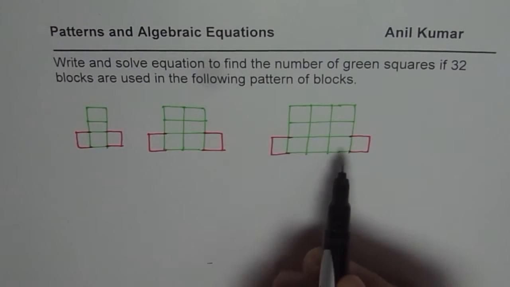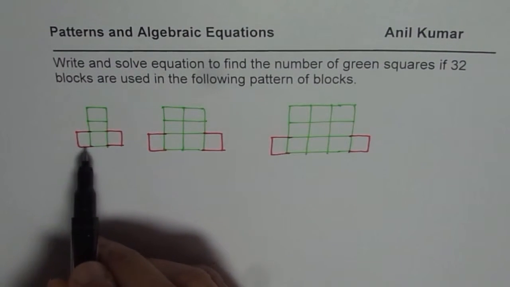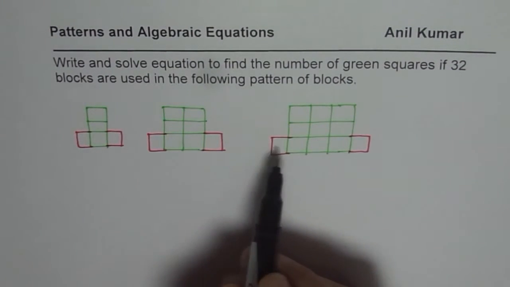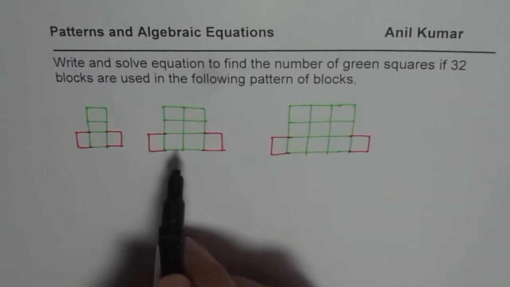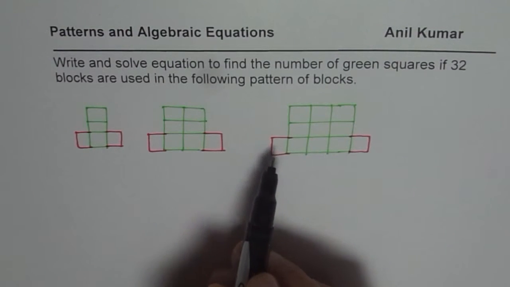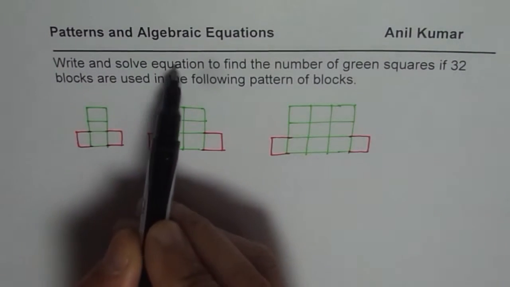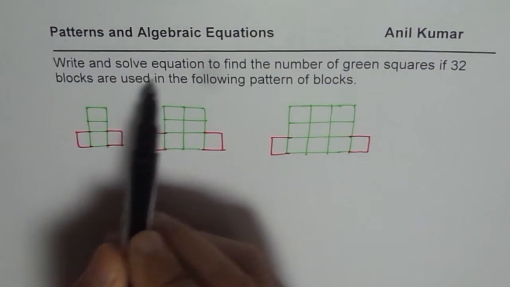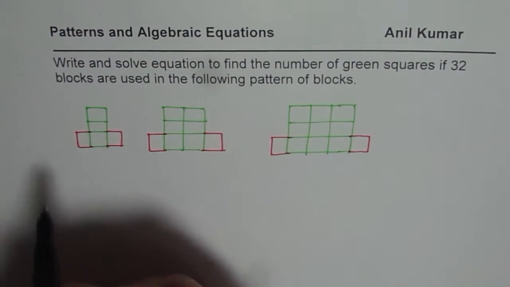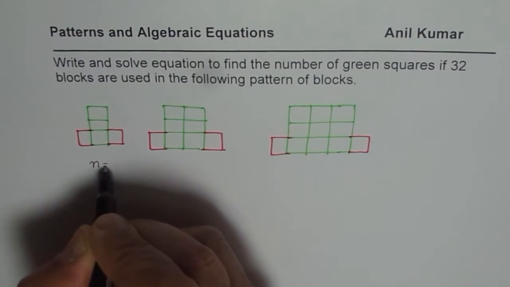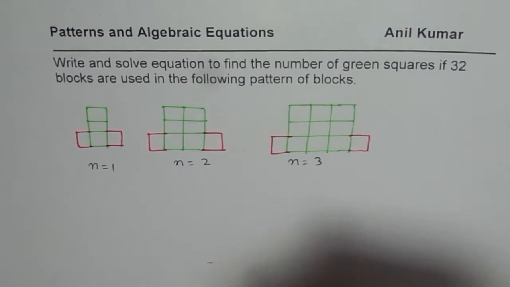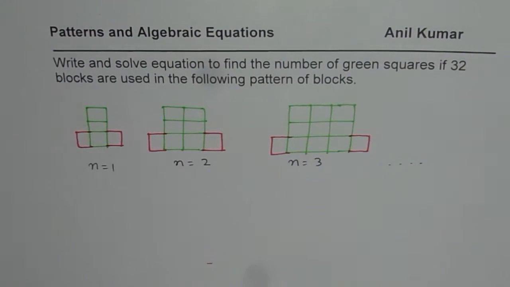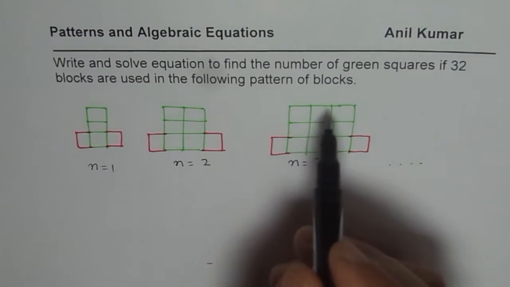So we are given a pattern of blocks where we see that there are two fixed red blocks and the number of green blocks is increasing. So in the first part, let us try to figure out an expression which can represent this particular situation. Since the question is write and solve equations, first we need to get an equation. So let us say that this is our pattern number 1, this is pattern number 2 and this is pattern number 3. It is a growing pattern where the number of green blocks is growing by 3s.